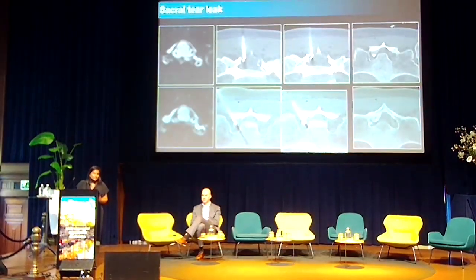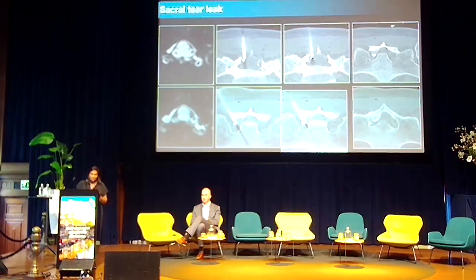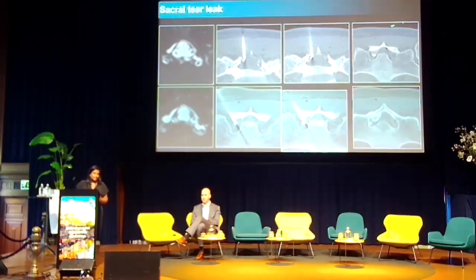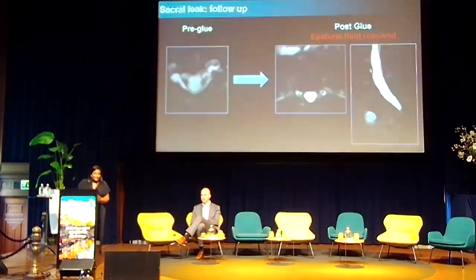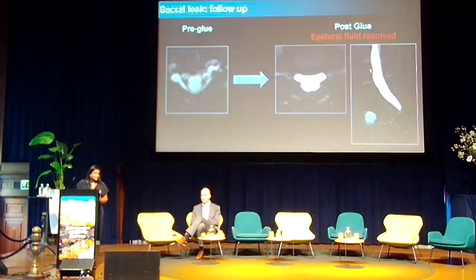So what we did with this was that we matched exactly where our needle position was into the collection that was remaining of that fluid. So we did that both at the dorsal epidural space and also into that little focal bleb that we're seeing here. And most importantly, her epidural fluid completely resolved and she's completely symptom-free.